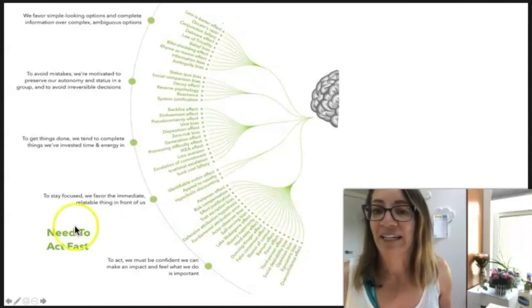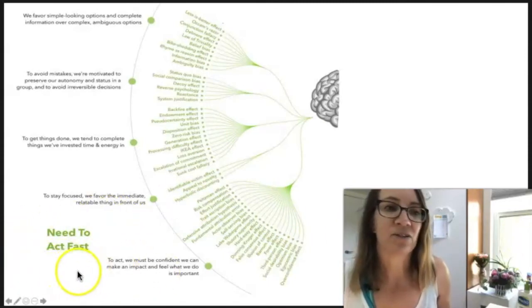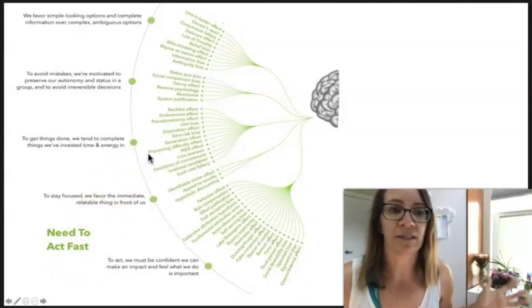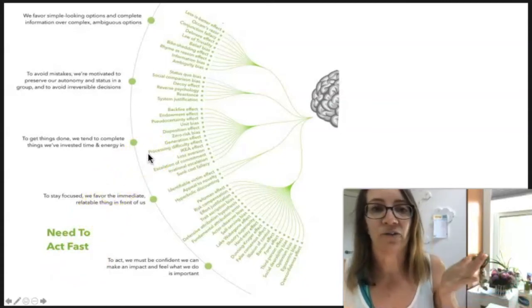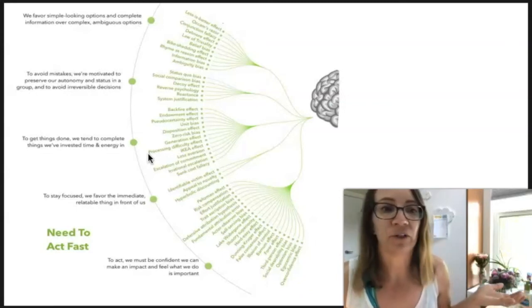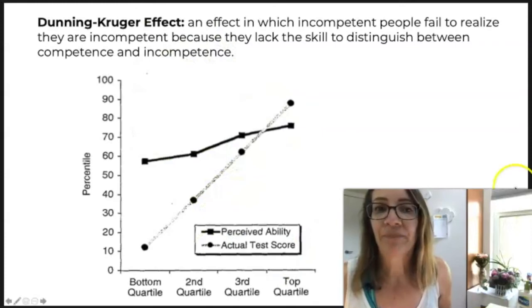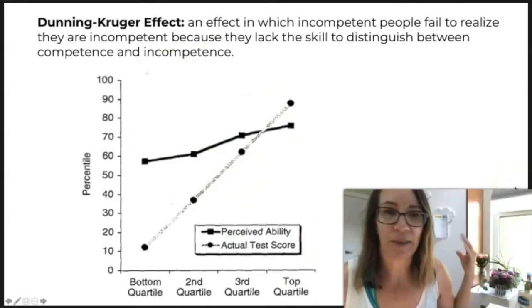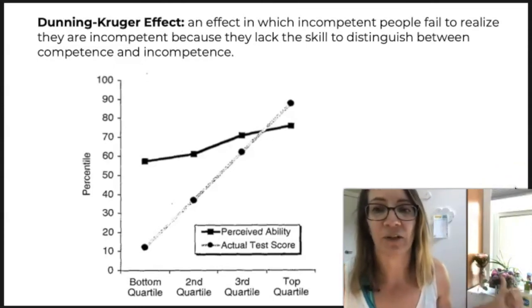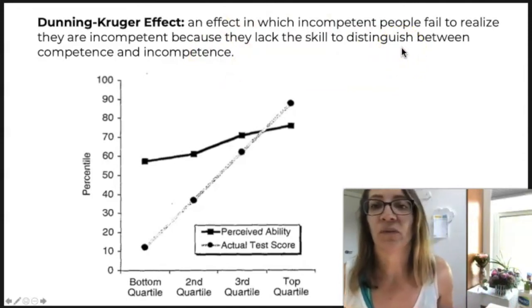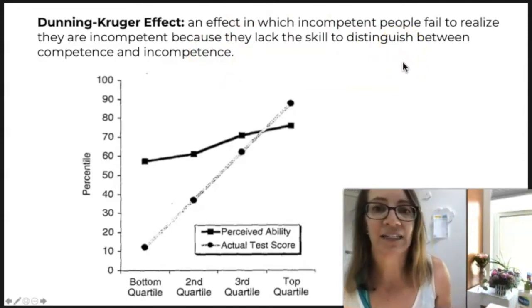And then we get to the biases that allow us to react fast in a lot of different situations. We need these to be able to make quick decisions, and these decisions are often for our security, health and survival. One example we'll look at that might be applicable to you is the Dunning-Kruger effect, and we'll look at it as it applies to the scientific community. The Dunning-Kruger effect is an effect in which incompetent people fail to realize that they are incompetent because they lack the skill to distinguish between competence and incompetence.